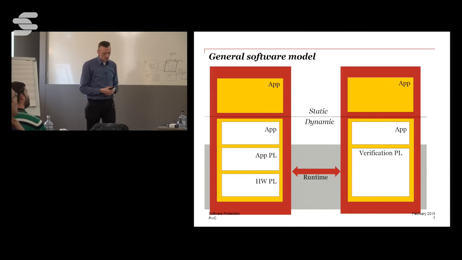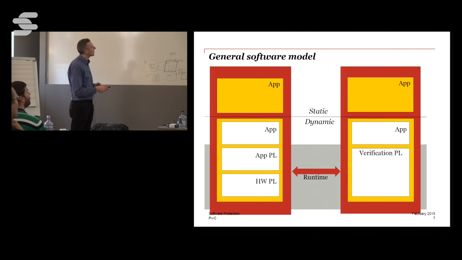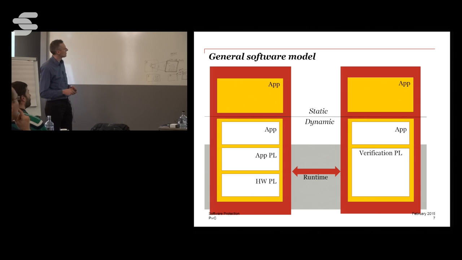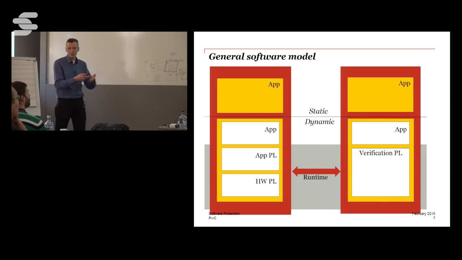So, looking at software in general. Suppose this is software. This is a static representation of software. This is the client side, so the client executing software. This is the vendor side, which typically also executes part of the software. This is a static representation of the software, so the code that's being written. This is the dynamic representation of the software, so the actual execution of the software.